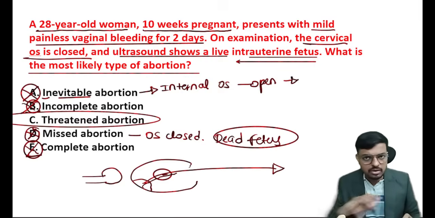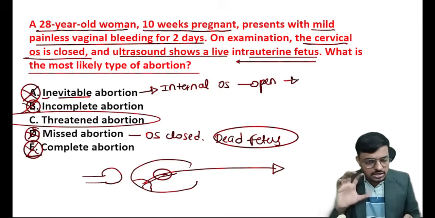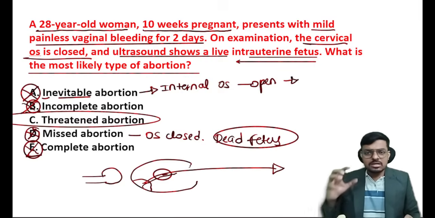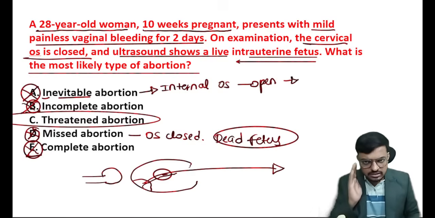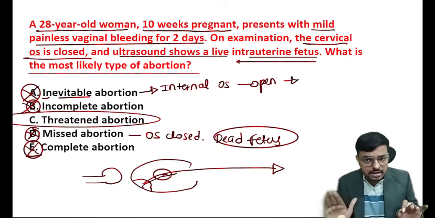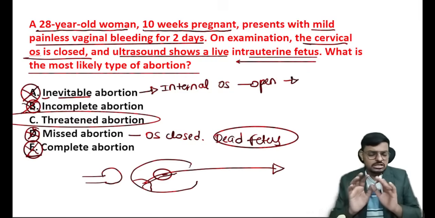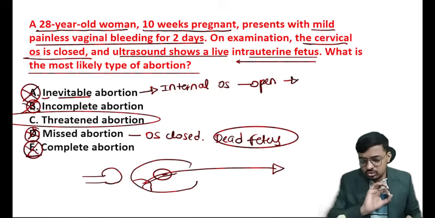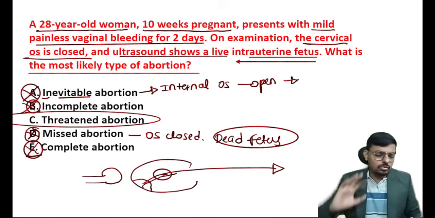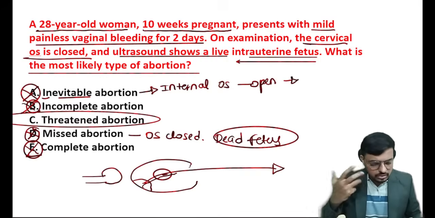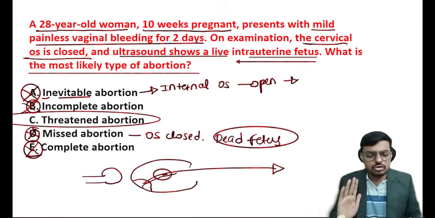But the internal os is closed and the product of conception is still inside the uterus. Our aim is to continue the pregnancy, so give bed rest for 48 hours. Not complete bed rest, just simple bed rest. She can walk, no problem, but she should not do any vigorous activities or exercises, and there should not be any intercourse if threatened abortion happens. This is a very important thing, keep it in your mind.